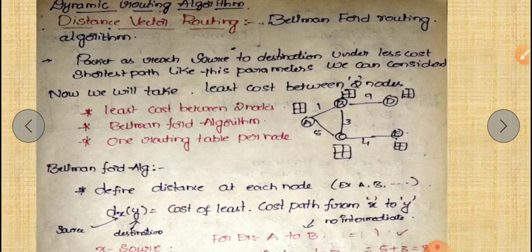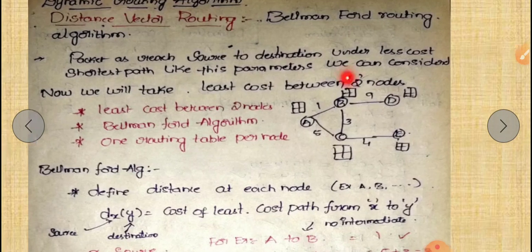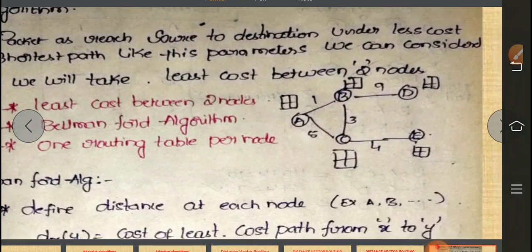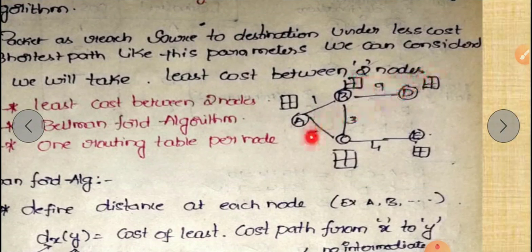So here the packet reaches from source to destination at less cost, the shortest path. We can consider parameters like this. Now we will take the least cost path for two nodes, for example, A to D. What is the least cost? A is the source, D is the destination. A to D direct connection, the cost is 1 plus 9, 10. One more path is also present: A to C, C to B, and B to D. What is the cost? 5 plus 8 and 8 plus 9, 17. So which one is the least cost?